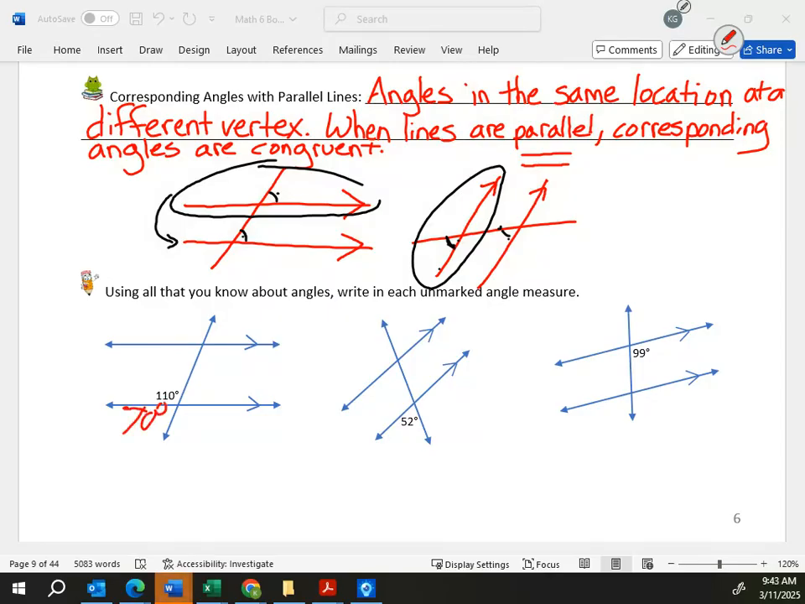How did you know that one's 70 degrees, James? 180 minus 110. They're supplementary angles because this is a straight line right here. So we know 110 is supplementary with 70. What other angle can we fill in? Adeline, come on up.